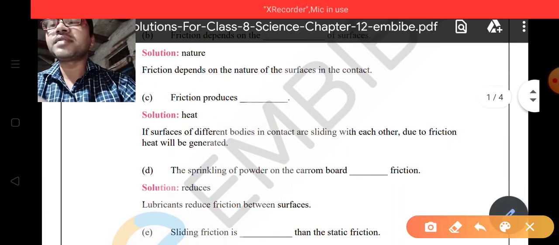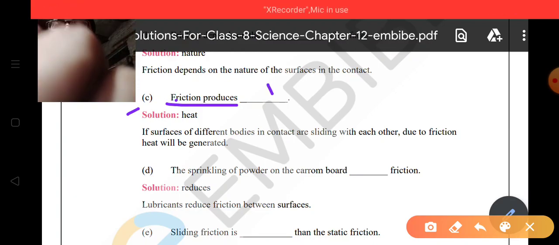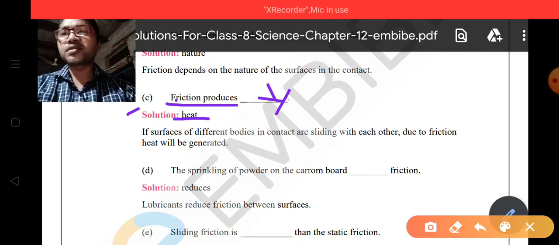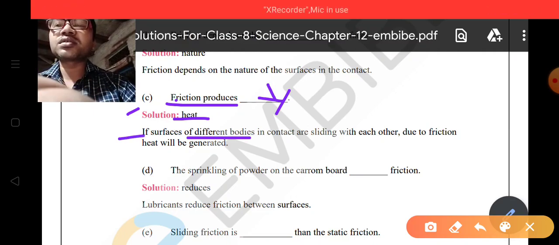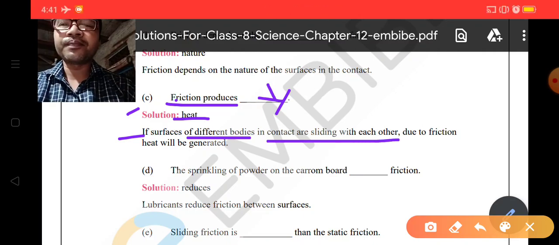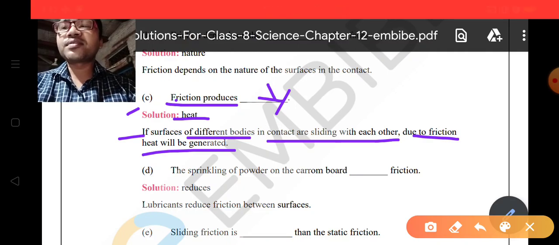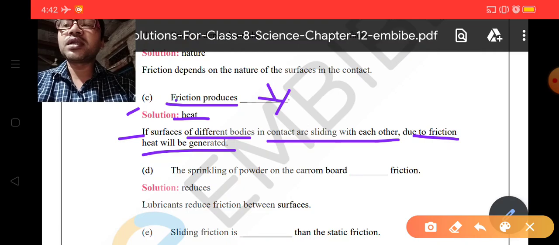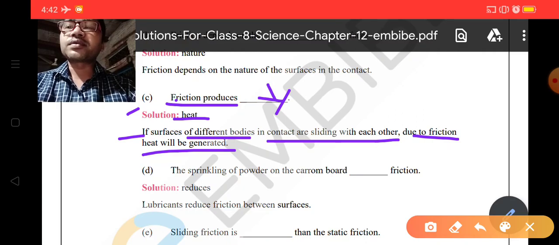Okay, let's see point C, that is friction produces. So you have to fill in the blanks here. Friction produces, solution is heat. So friction produces heat. The answer is given here. If surfaces of different bodies in contact are sliding with each other, due to friction, heat will be generated. So this is the answer of question number C.